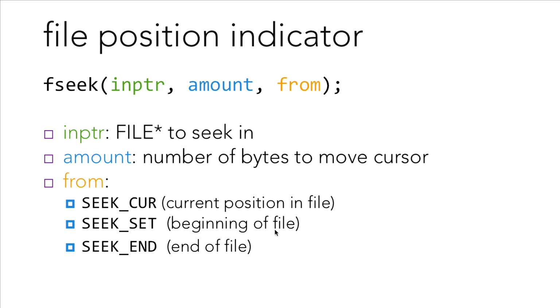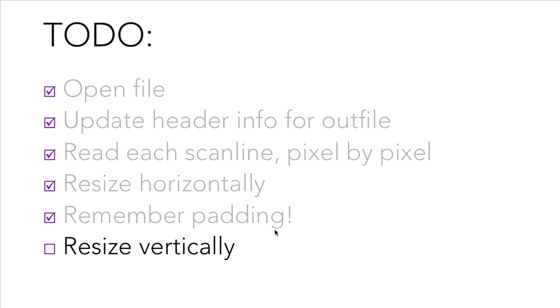So now that we've resized horizontally and then used padding, remember that you need to move your file position indicator because you can't fread into padding. So you'll want to make sure that your file position indicator in the in file is at the correct point, because we also want to resize vertically. We can't just stretch it horizontally because every row needs to be copied n times.